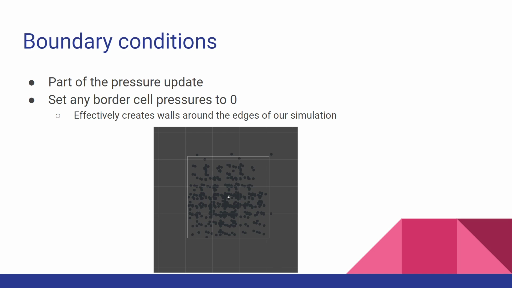Applying boundary conditions is actually part of the pressure step. Essentially, it amounts to just setting all the pressures along the edges of the simulation to 0. And that makes the simulation look as though there are walls around the edges.